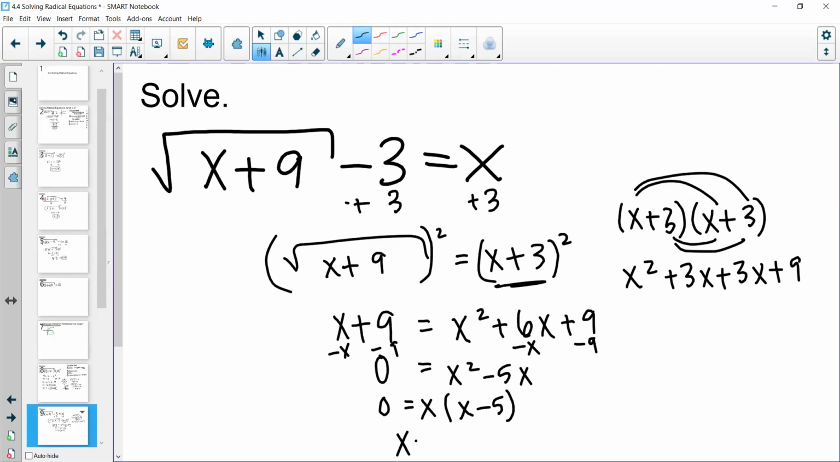So our two options for x are x is either 0 or x is 5. Now we want to check to see if we get an extraneous solution here. So how can we check to see if we get one of those? Well, let's plug them back in.